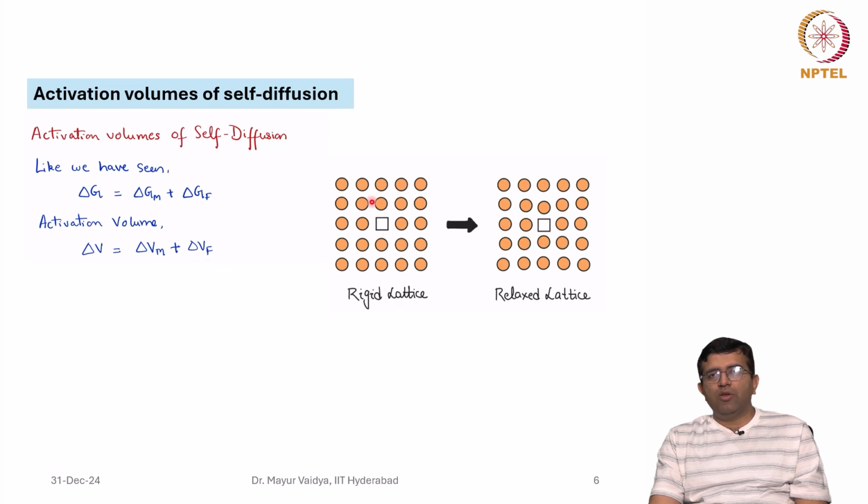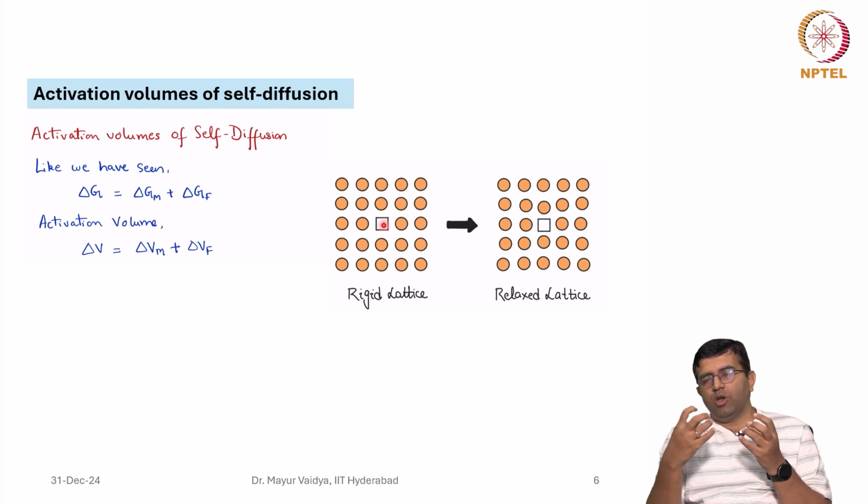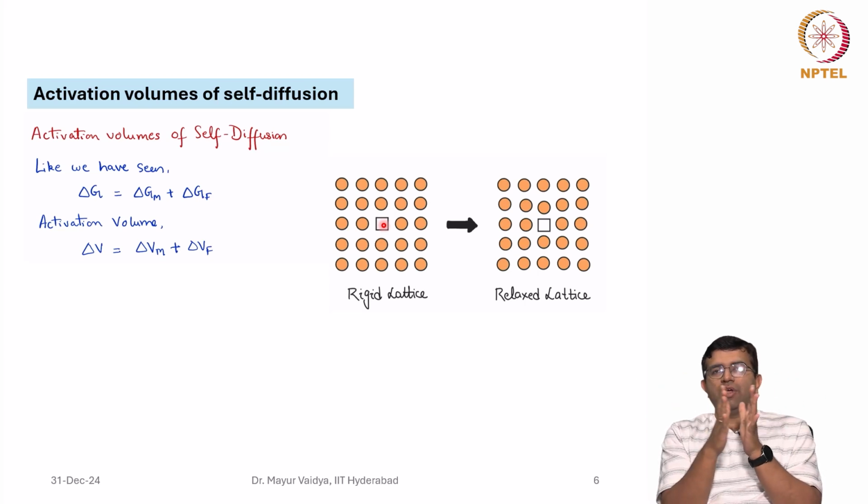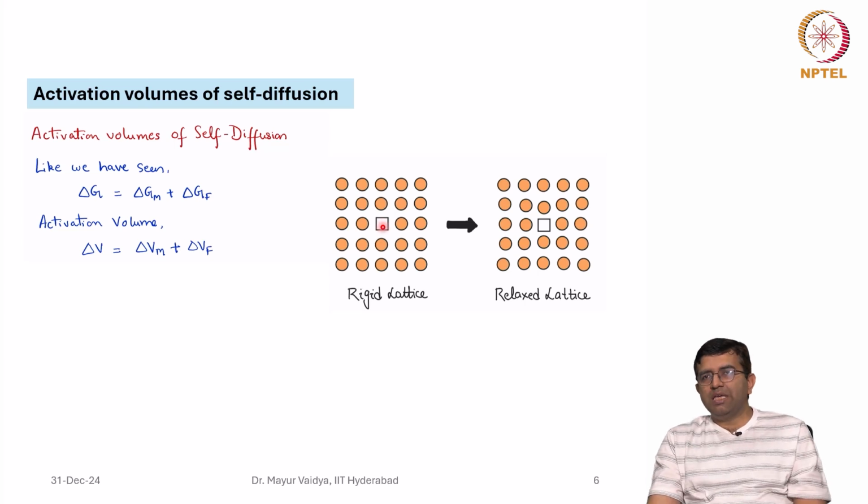So, for example, if you see that this is a rigid lattice where there is a vacancy. Now, when a vacancy is created, the change in volume is equal to 1 atomic volume. You have removed one atom. But once the atom is removed, the lattice will try to relax around the vacancy. So, you can see a subtle difference between a relaxed lattice and the rigid lattice. You can see the atoms approach slightly closer to the vacancy, and therefore, the overall volume will be reduced.